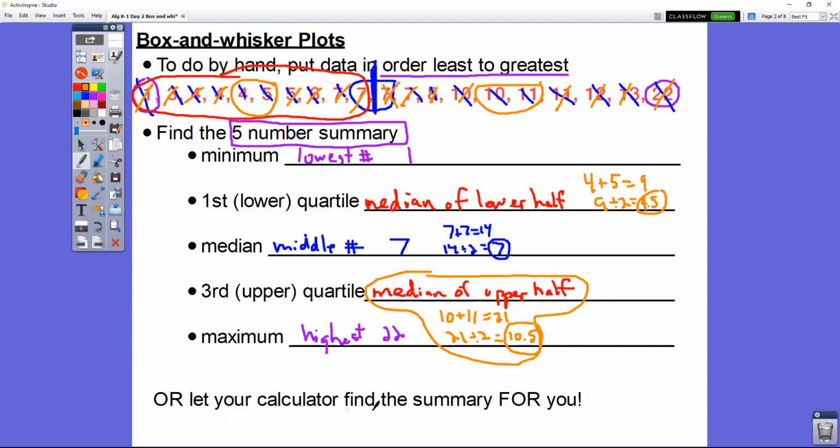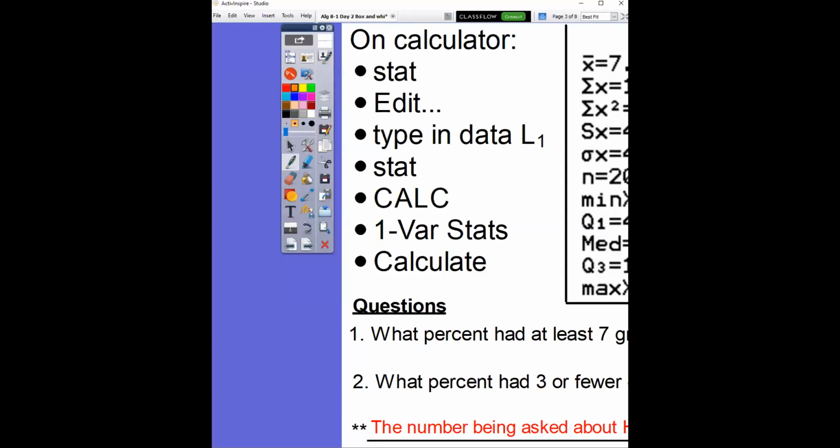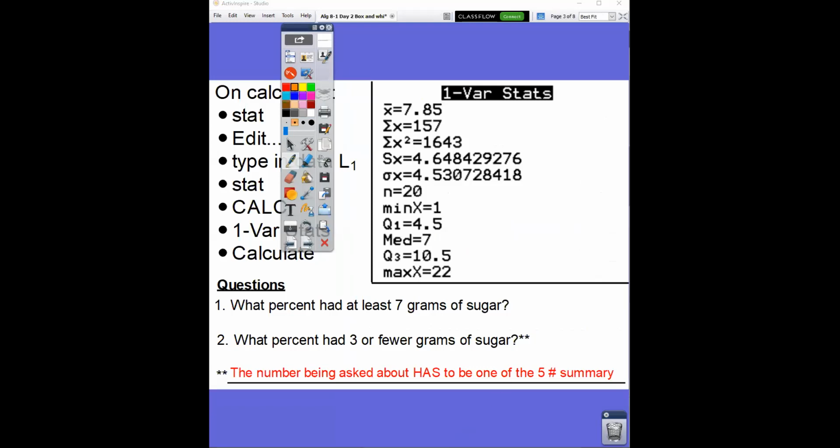Now, there is a way to do it on the calculator, which is a lot easier. You never have to calculate these by hand. The calculator will do it for you. So how the calculator does it for you is you're going to go to Stat Edit. Let me go ahead and do that for you here. Let me pull up the calculator.